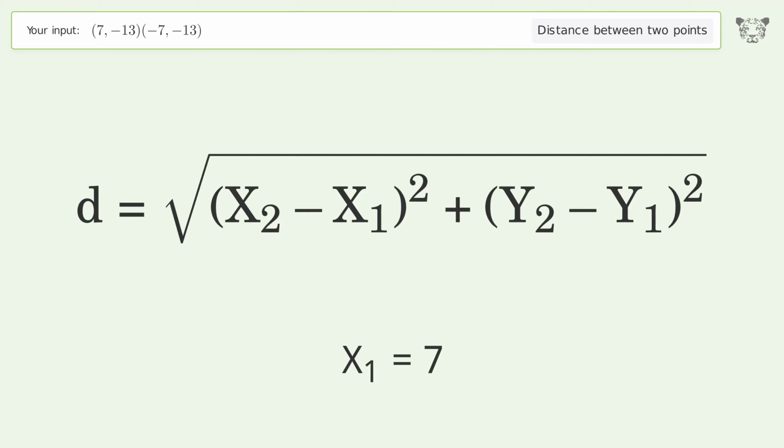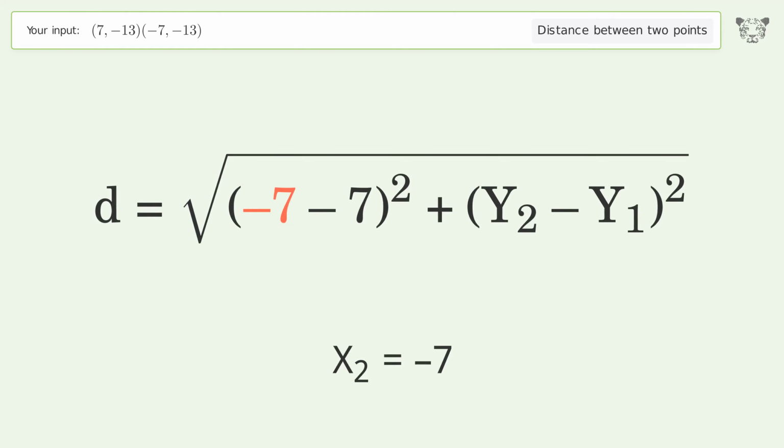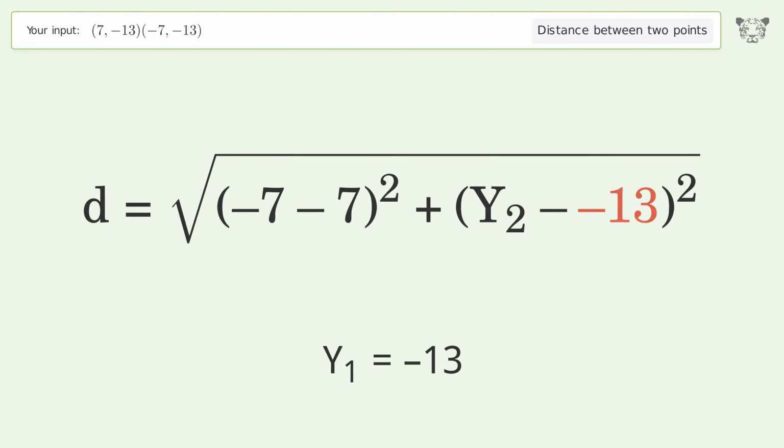x1 equals 7. x2 equals -7. y1 equals -13. y2 equals -13.